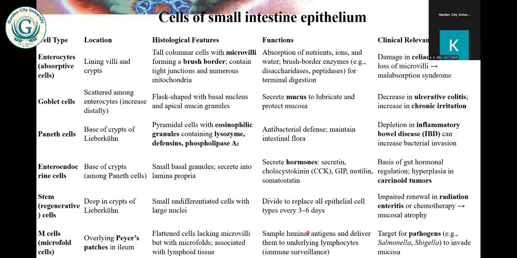So organisms like Salmonella typhi actually target these M cells. And of course, once they target them, they are not able to destroy them. So remember the enterocytes, which are the absorptive cells, and how they are linked to celiac disease. Remember Paneth cells, how their depletion can lead to inflammatory bowel disease.